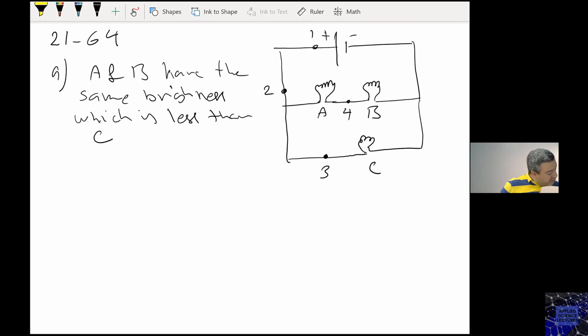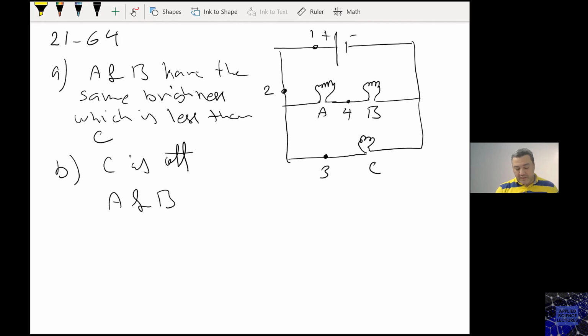B, if bulb C is now unscrewed from the socket, what happens simultaneously to the brightnesses of the three bulbs? C will be off. It's switched off, right? Now A and B, they have the same brightness, and in this case, their brightness is not going to change.